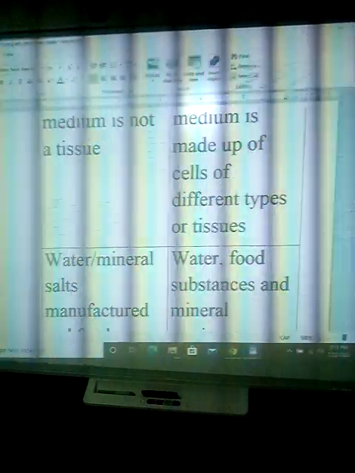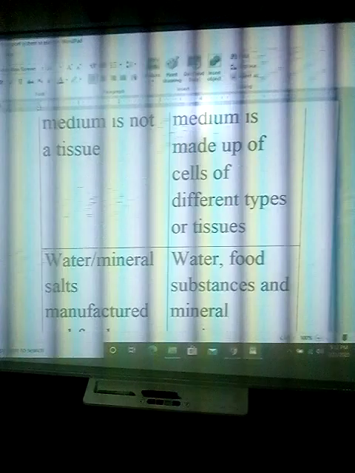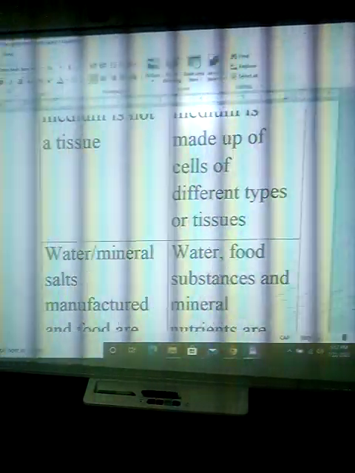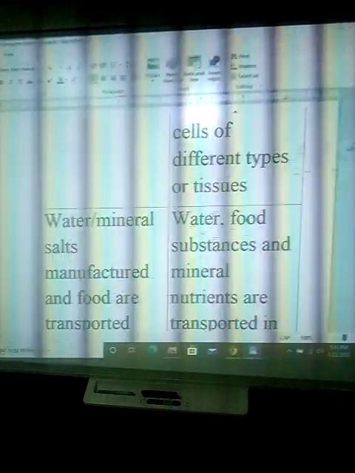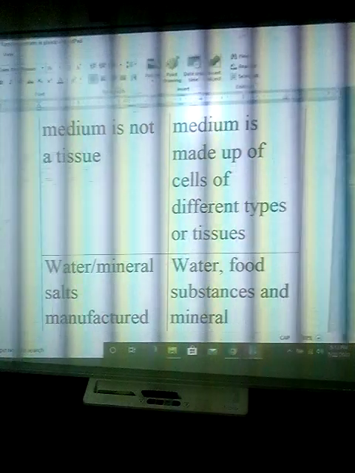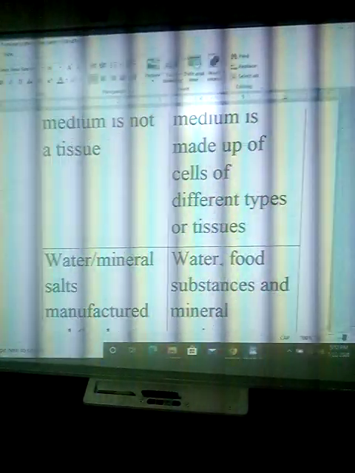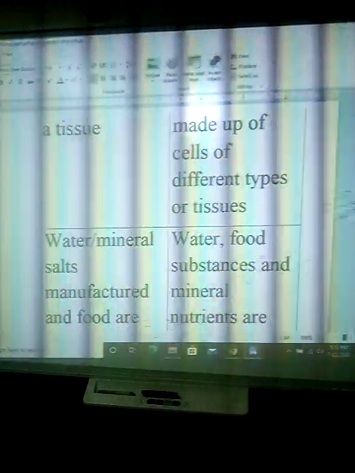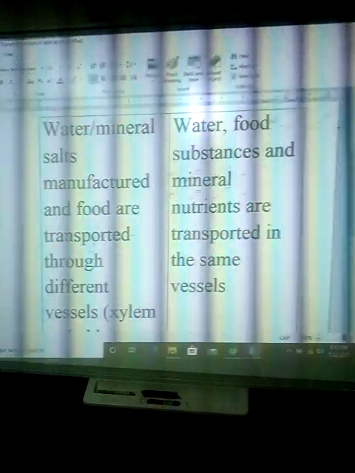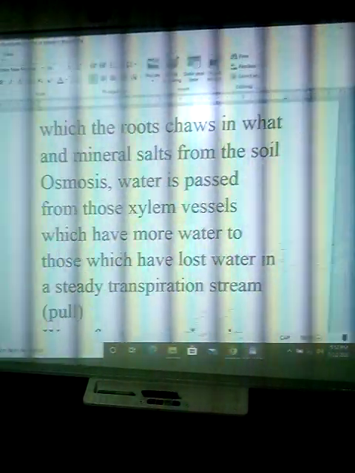Water or mineral salt is manufactured and food are transported. Water or mineral salt is manufactured and food are what? Transported in plants. But in animals, water, food substances and mineral nutrients are transported in the same vessel.